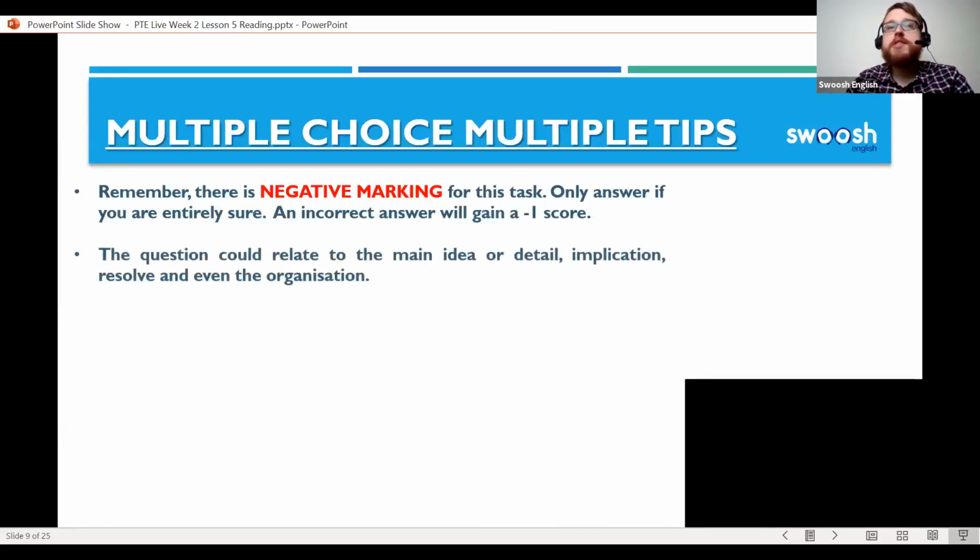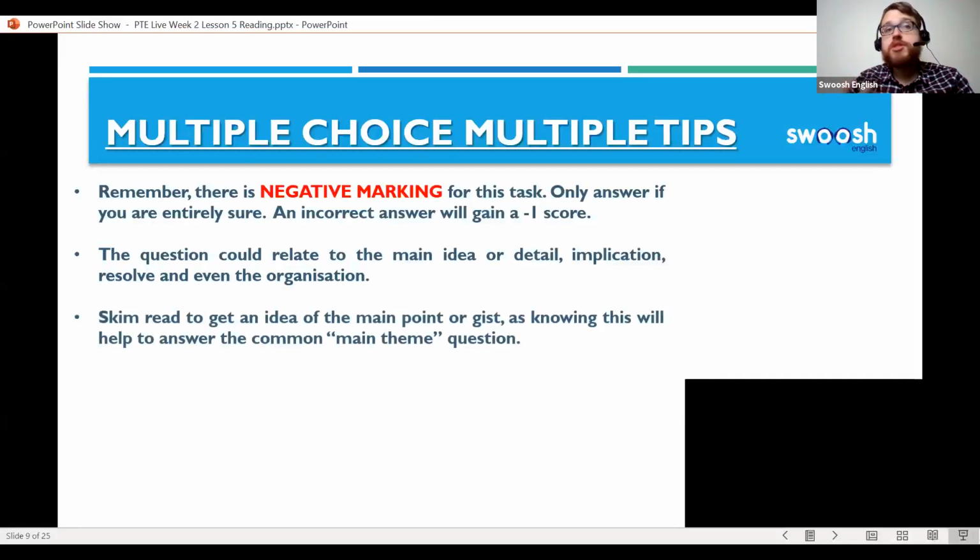The question could relate to the main idea or detail, implication, resolve, and even the organization. So therefore, what I mean to say is it's highly important to just study and analyze what the question is asking me to do. True answers, false answers, not supported answers, the resolve, the main points. All of these require a slightly different approach, so ensure that you are aware of what you have to do before you answer the question.